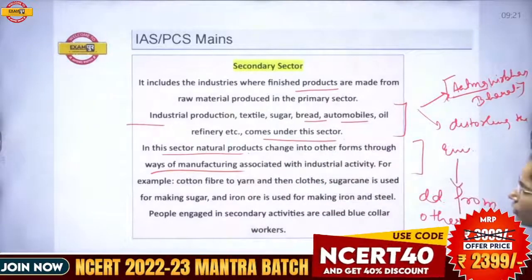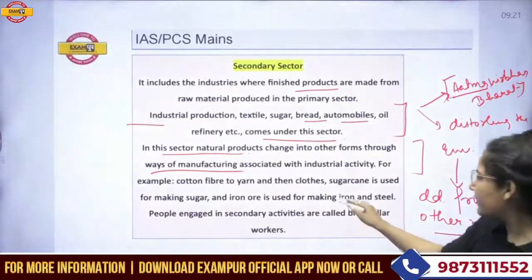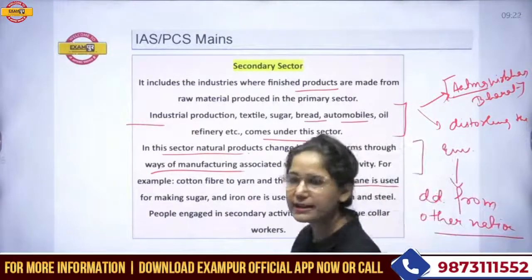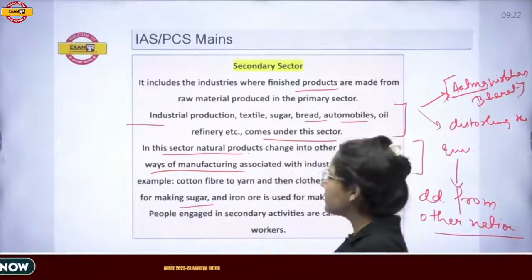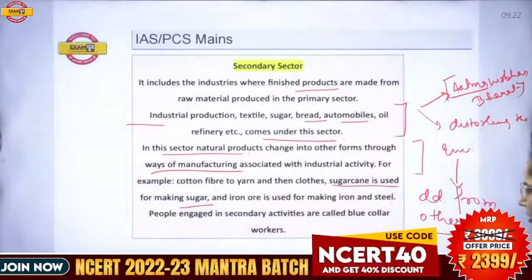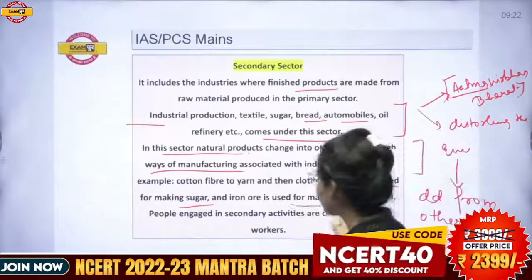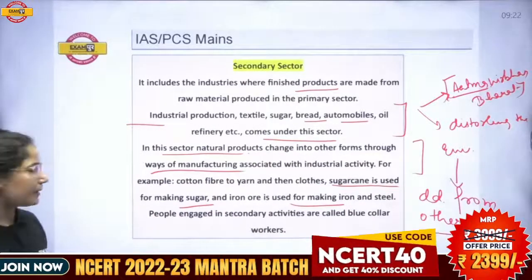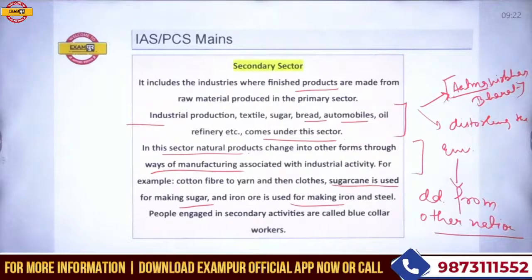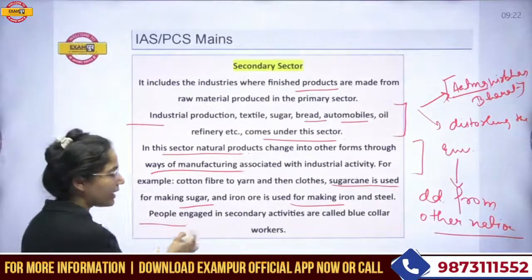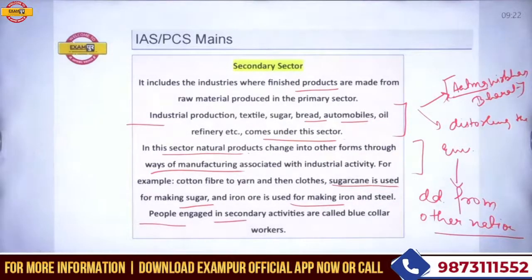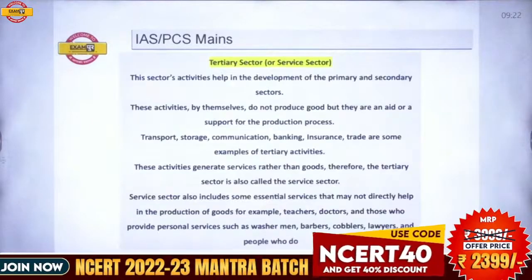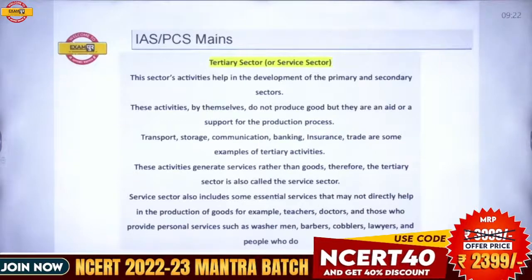Okay, so cotton fiber to yarn, the way I have given the example; sugarcane is used. Sugarcane was considered as the raw, and if we are making the conversion into sugar, it can become usable. Iron ore is used for making iron and steel. If we are talking about it, it can be usable for the producers, and these people are considered as the blue collar workers. And earlier, if we were talking about the primary sector, they were red collar workers.